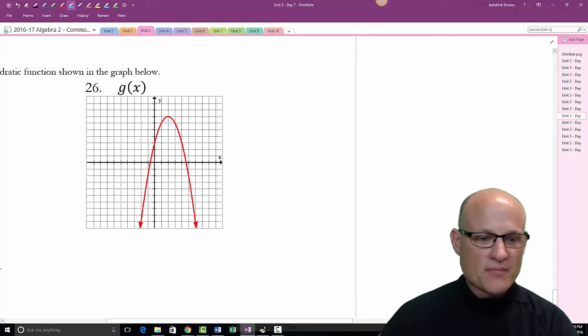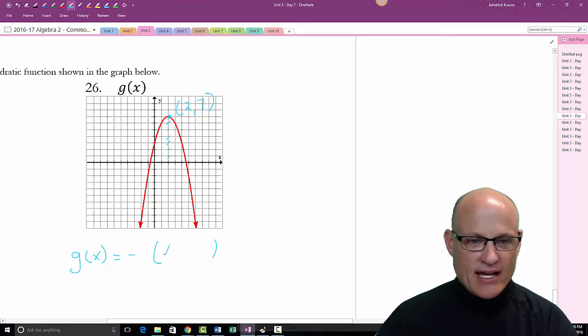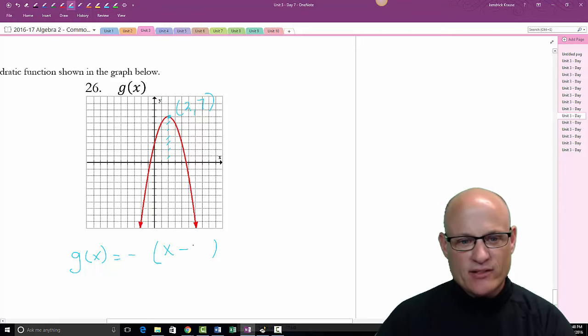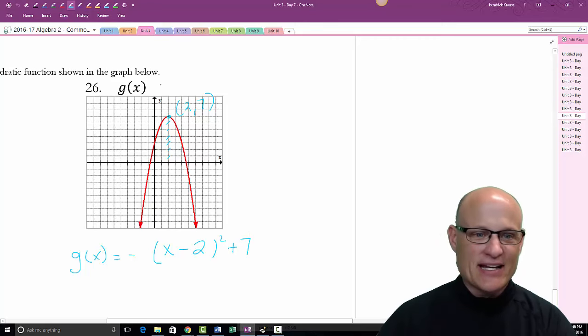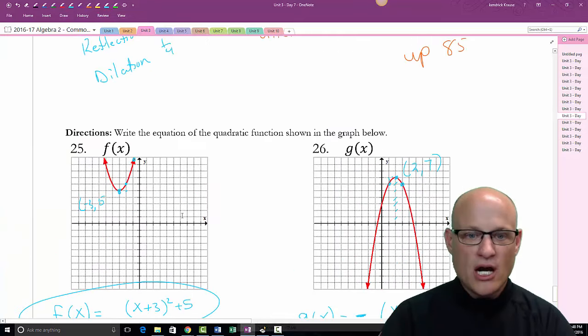Let's talk about this one. Got a lot going on with this one. So g of x is equal to, I know it's negative. Let's find this vertex. It's 2, 7. So I'm going to put that in right now. So it's x, I move to the right 2, so it's minus 2 squared, and then up 7. But I gotta see if it's got a dilation. In this case, I move to the right one, down one. Right one, down one. So no dilation, but I do have a negative here. All right, and I believe that is that. That's all she wrote. All righty, kids, that's done.